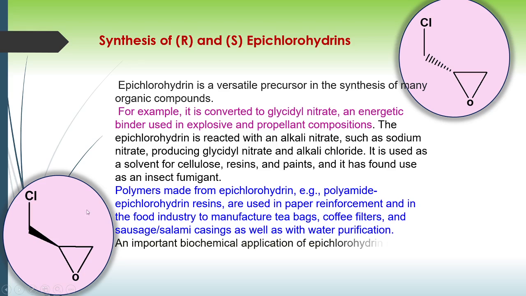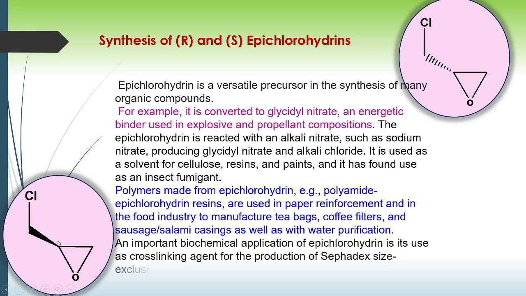An important biochemical application of epichlorohydrin is that it is used as a cross-linking agent for the production of Sephadex, a size exclusion chromatographic resin from dextran. So these are the applications of epichlorohydrin.